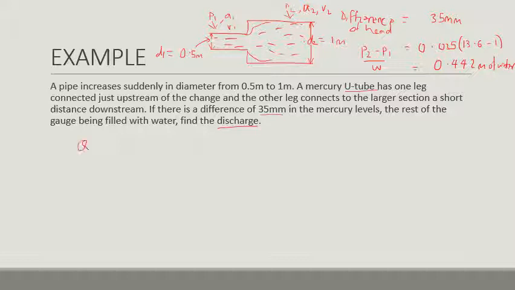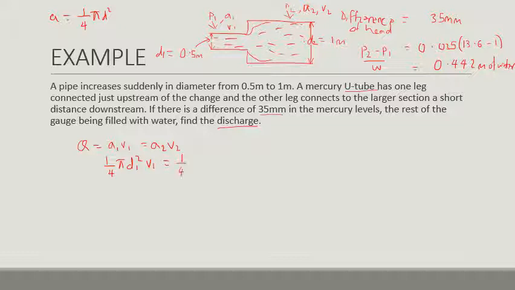Normally discharge Q is equal to what? A1 V1, which is also equal to A2 V2. We can express this in full, where we have area, because the cross section is circular, area will be equal to 1 over 4 pi d square. So basically we can have it like this: 1 over 4 pi d1 square v1 is equal to, let us remove the Q first. Let us just equate A1 V1 and A2 V2.